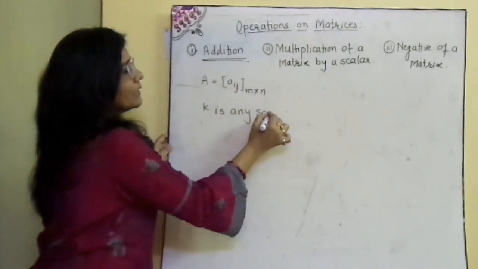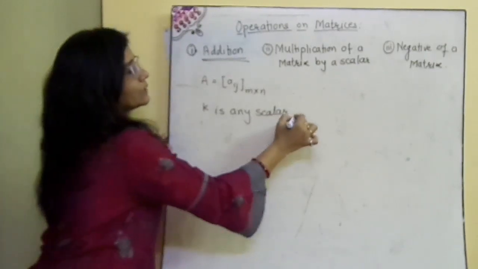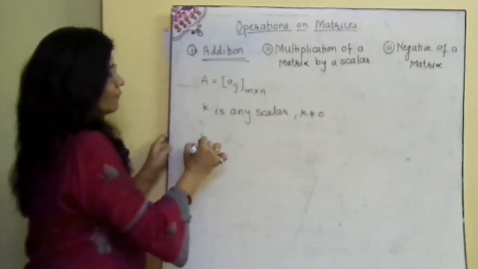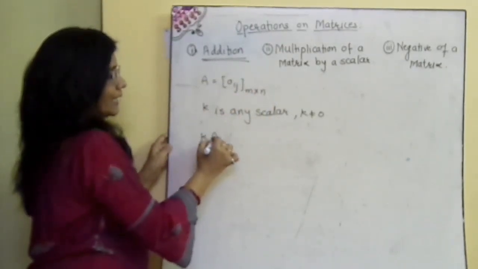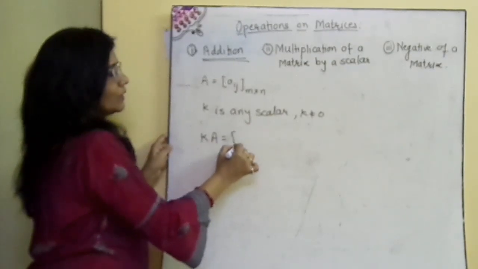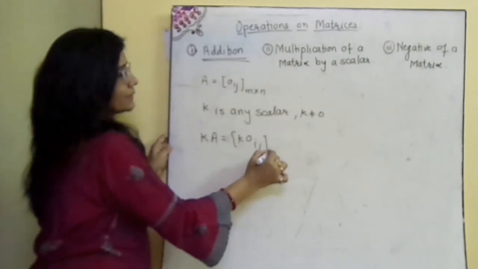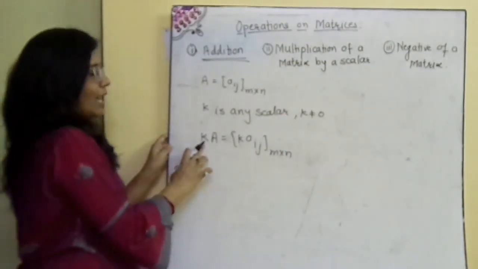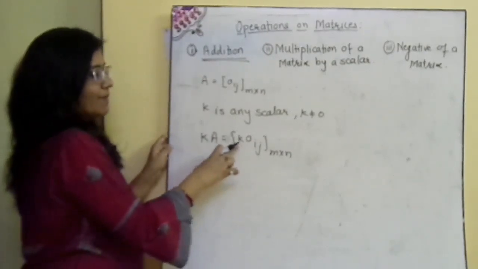Scalar means any real number, any scalar quantity, and K is not equal to 0. If we multiply this matrix by this scalar, that is Ka, then it will be a matrix like this, M by N. It means we have to multiply every element of this matrix by K.